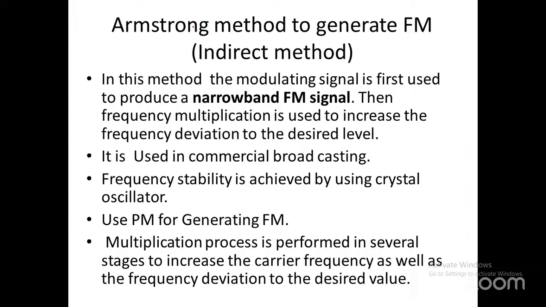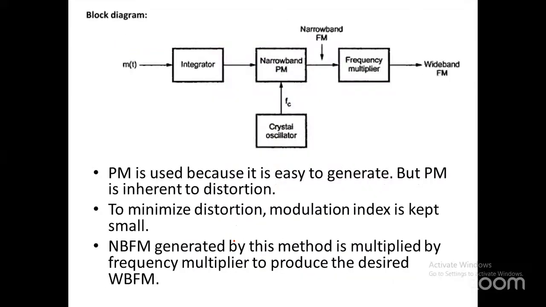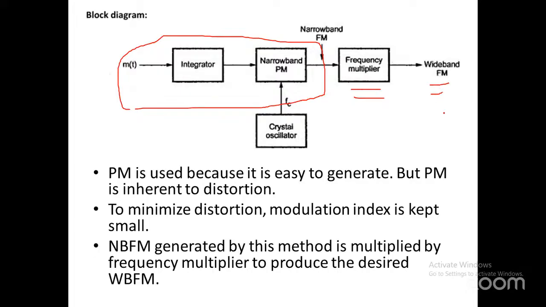Okay. Next, the indirect method, the Armstrong method. He is the scientist who invented this one. Armstrong method to generate FM is also called the indirect method. So here, first they will generate a narrowband FM by using any direct method and then pass it through a multiplier, which will give the wideband FM.